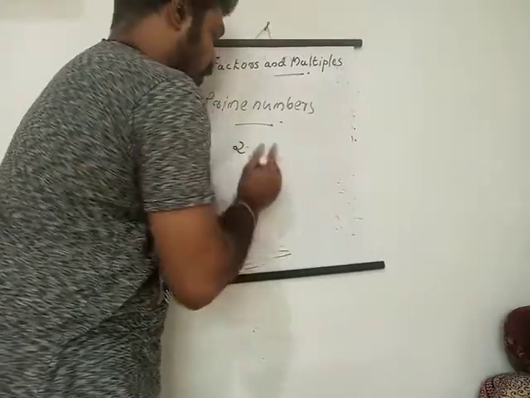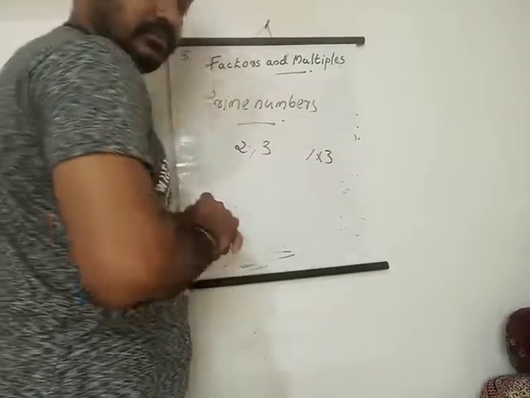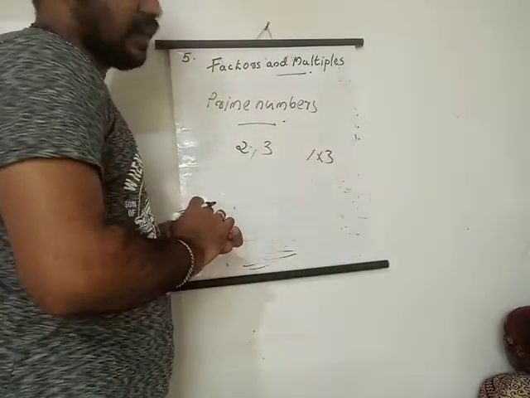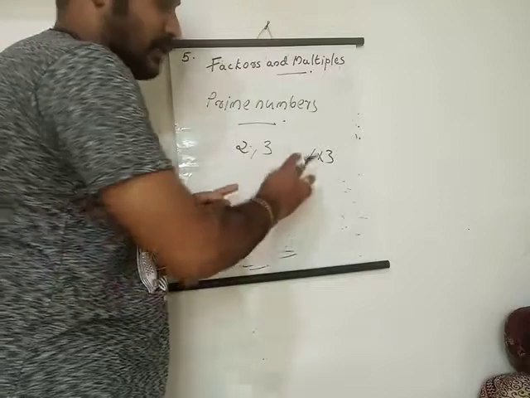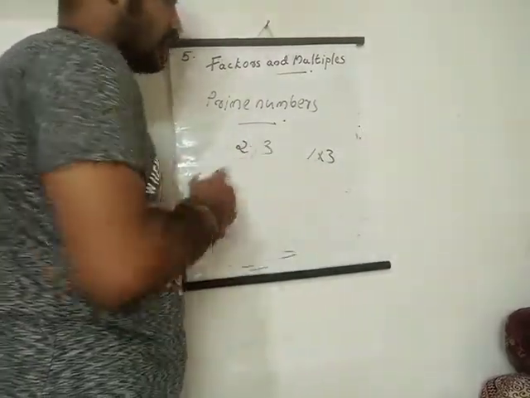Check the next number, 3. How can we write 3? One 3 is 3. See, it also has the factors 1 and 3 itself, the number and 1 itself. It has only 2 factors. So this is also a prime number.